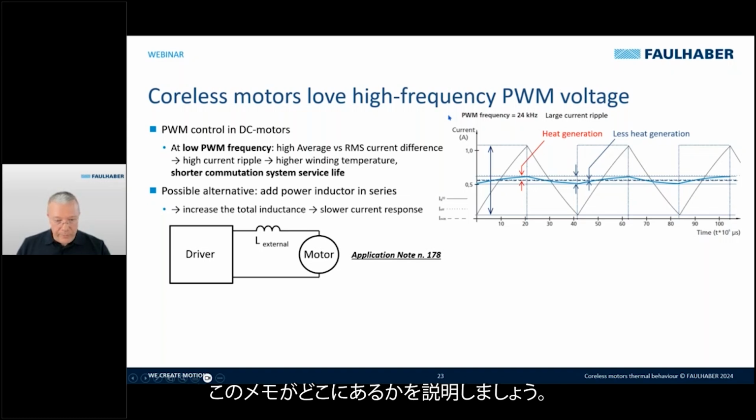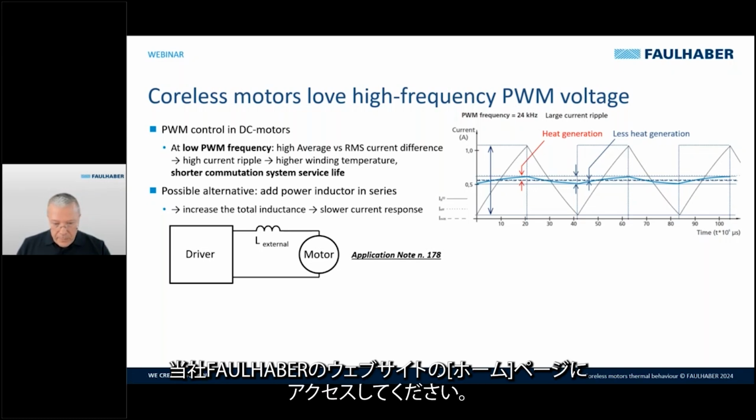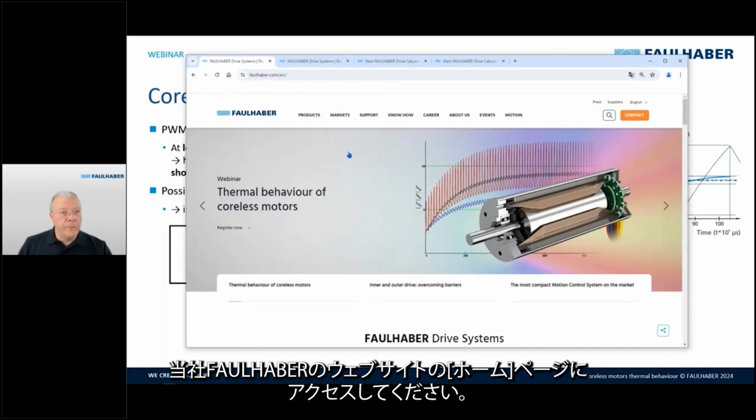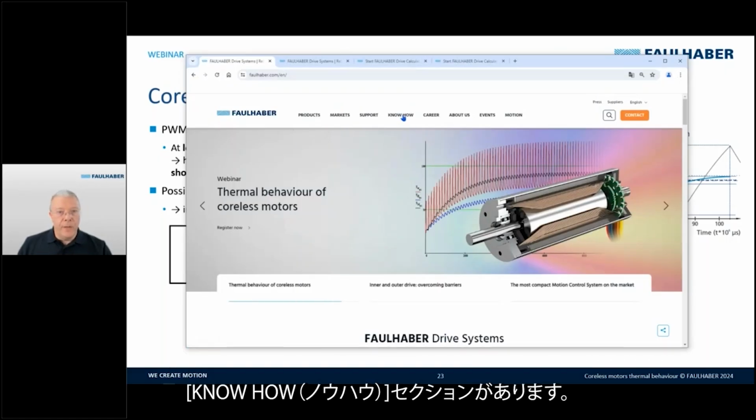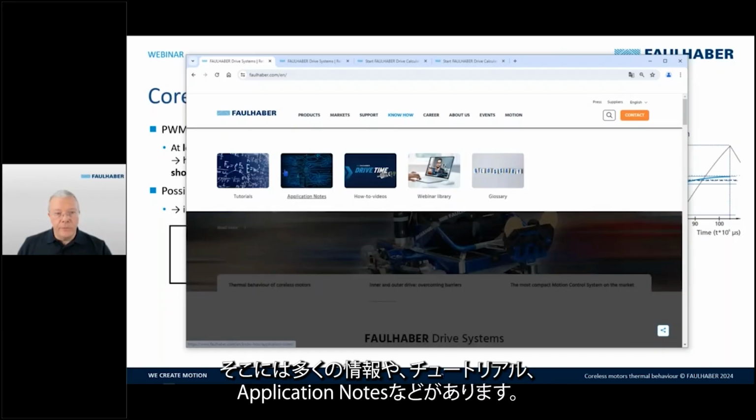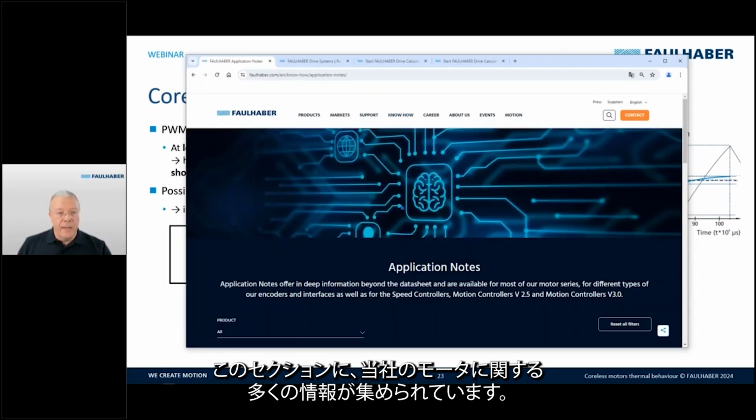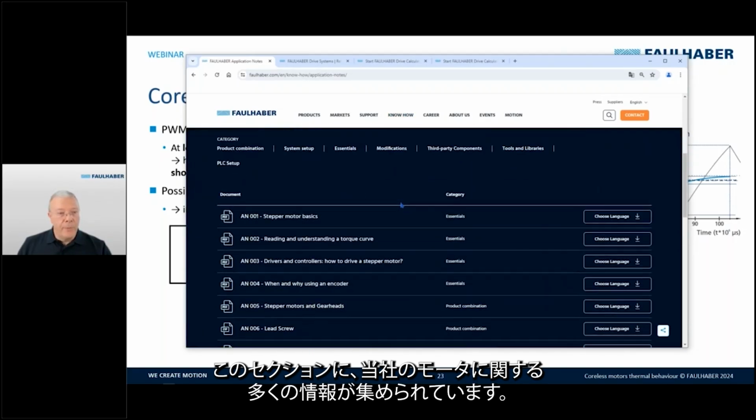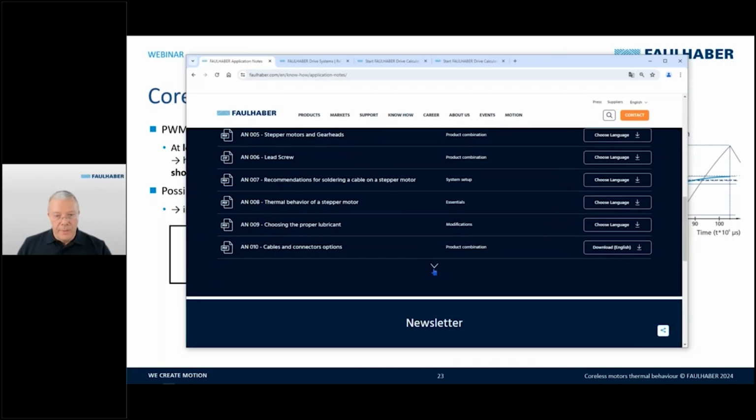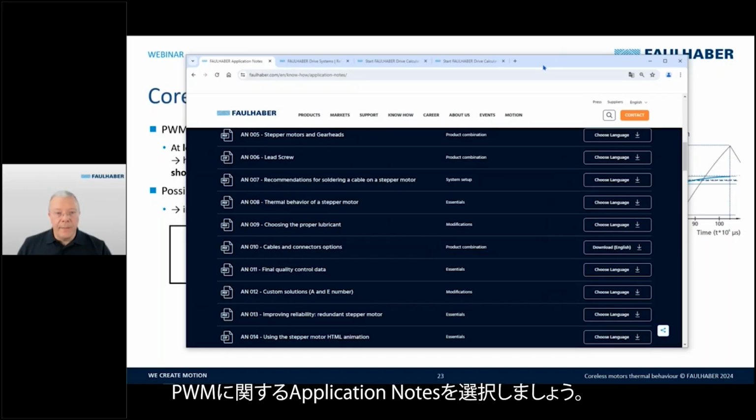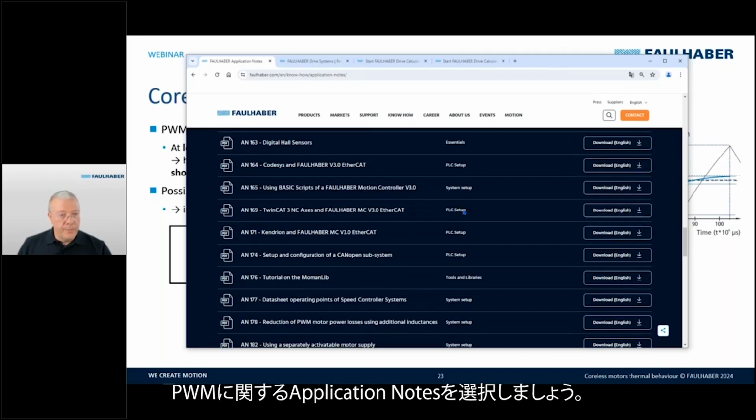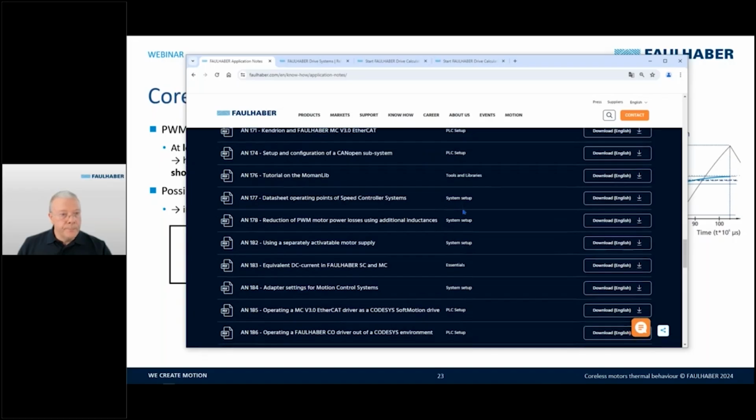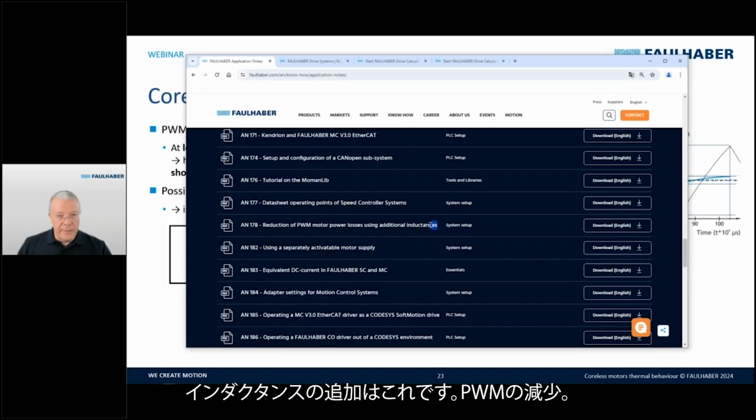I show you where you can find it on our FAULHABER website. When you go to the homepage, you can find the know-how section, where you can find a lot of information: tutorials, application notes. In this section, you can find a lot of information related to our motors. Let's choose the application note related to the PWM and to the additional inductance. It is this one, reduction of PWM.